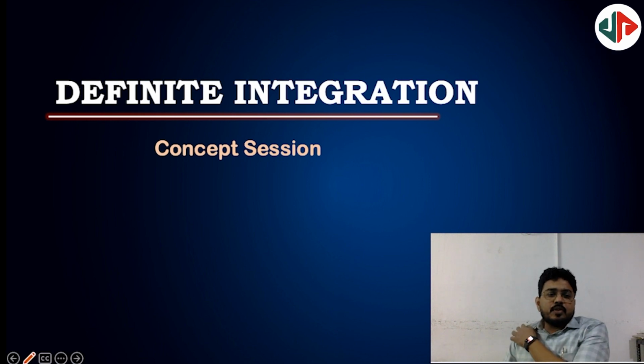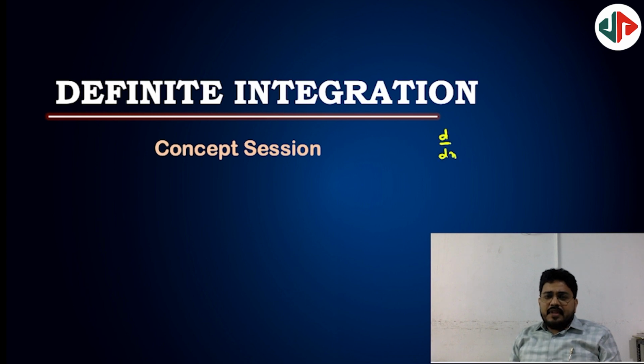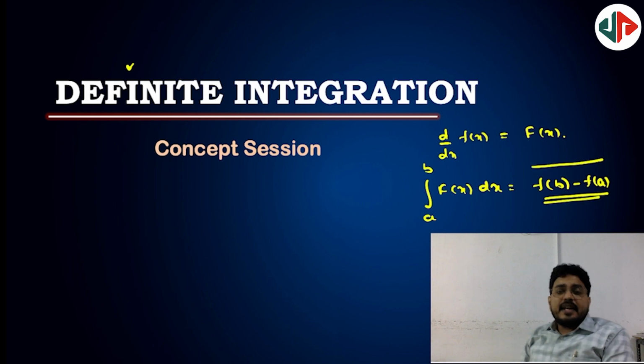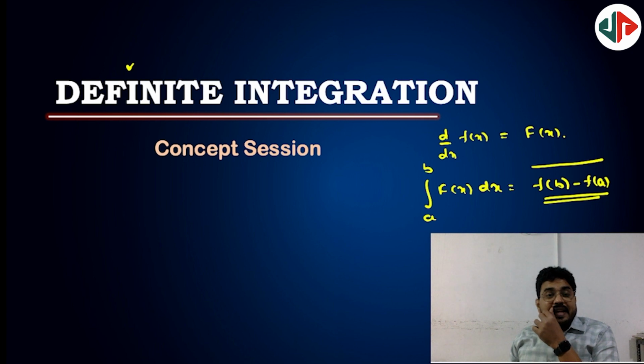Today we'll be discussing definite integration. So, d by dx of small f of x is equal to capital F of x. Then integral a to b capital F of x dx can be written as small f of b minus small f of a. This is the value. A definite value is coming. That's why we call it definite integrals. And definite integrals are mainly useful for finding areas, and limits as the infinite sum also.